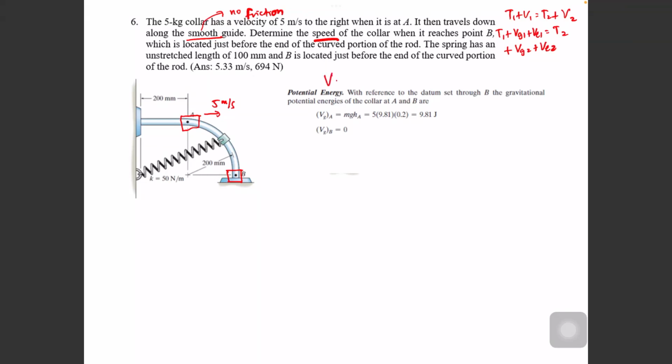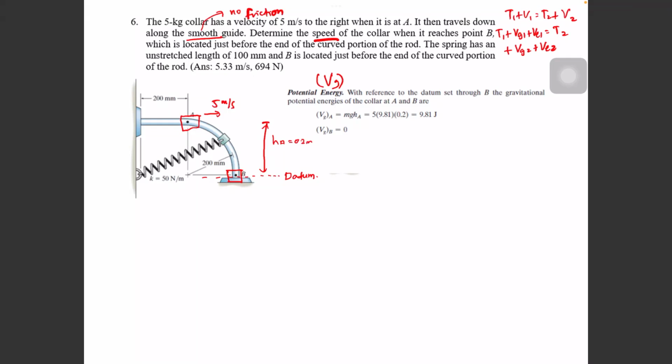In this case they don't call it 1, they call it A. That's okay, A is fine, 1 is fine. Let's say VgA equals mgh. Let's say our datum is at B. They set the datum here. You can set the datum at A as well, no problem. So VgA is mgh, mass times gravity times height. So we have 5 times 9.81 times 0.2. This height is the height between point A and the datum. So this is hA, and hA equals 0.2 meter.